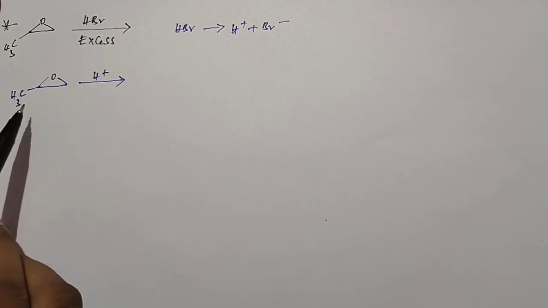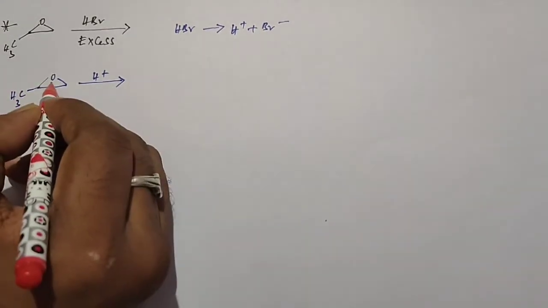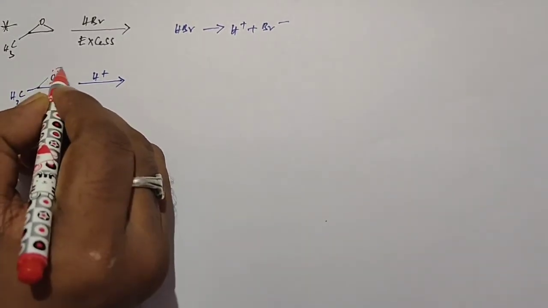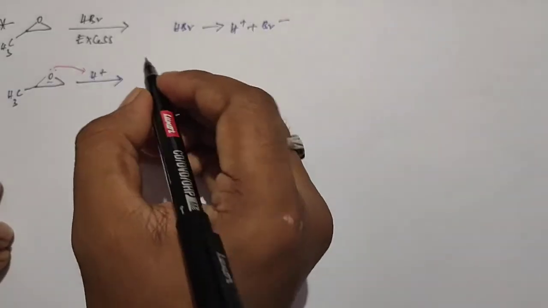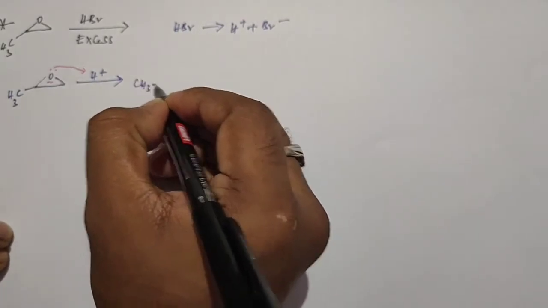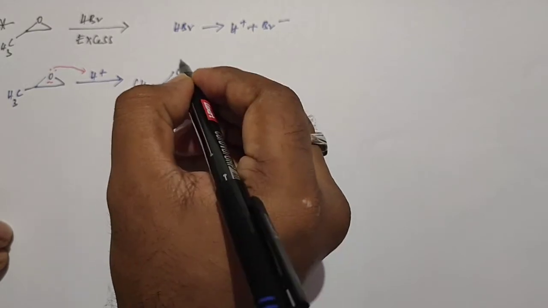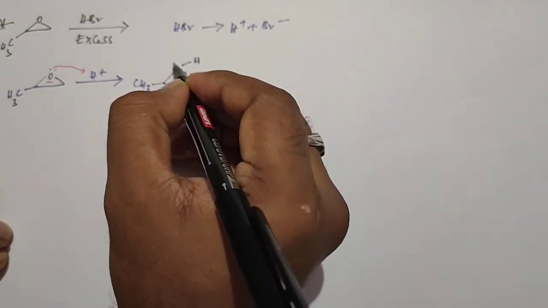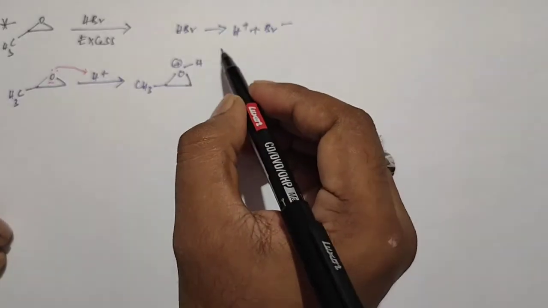So when H plus reacts with the given compound, at this oxygen we have two lone pairs. So one of the lone pairs can be donated to the hydrogen atom. Then we get the product like this. So this is the product we get before it reacts with the bromide ion.